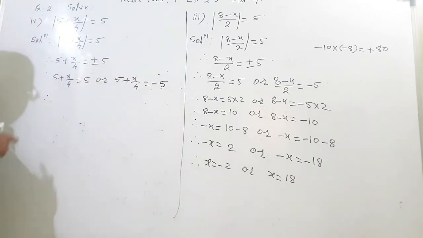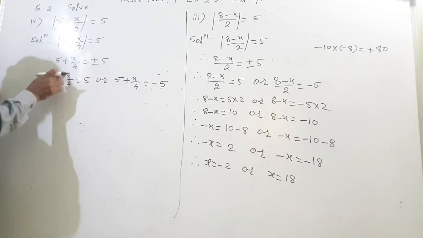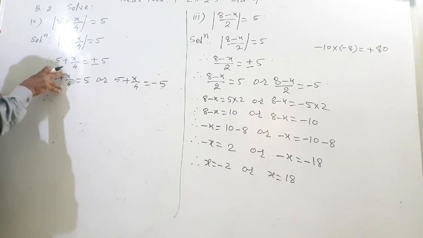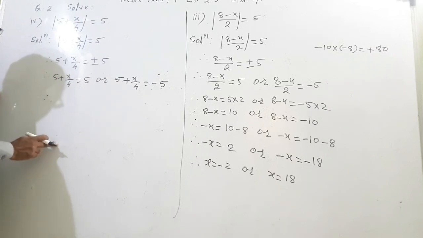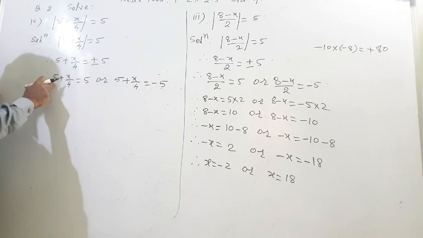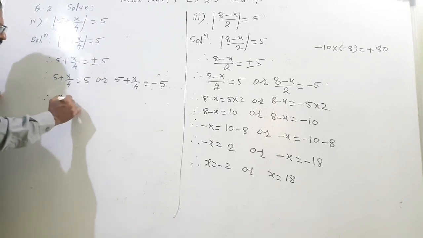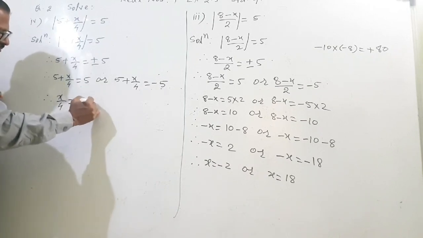Therefore, now I wish to shift. This 5 is single. These are two together, x and 4, these are together. I won't touch them immediately. I will shift this first. Whoever is single, shift that. This is single, shift it. So here it will remain x upon 4 is equal to this 5, and this will become minus 5.